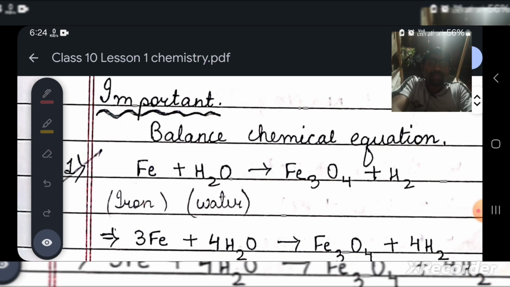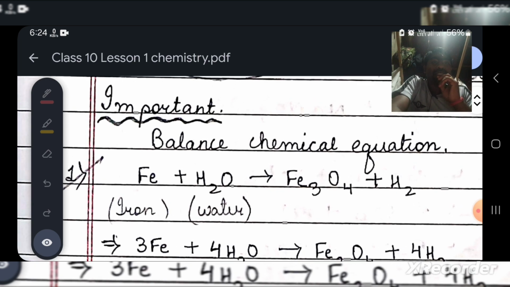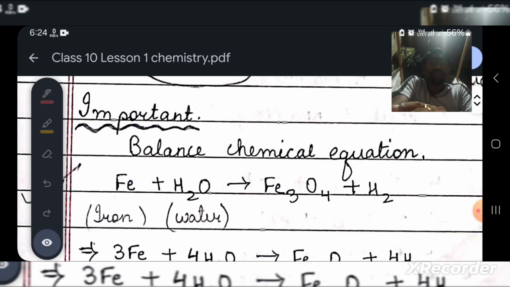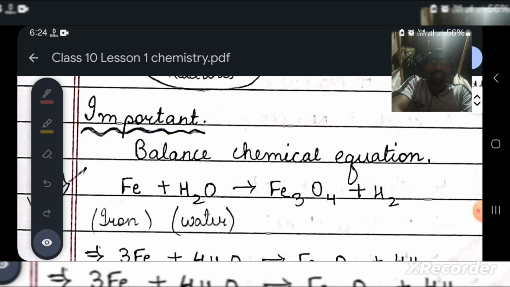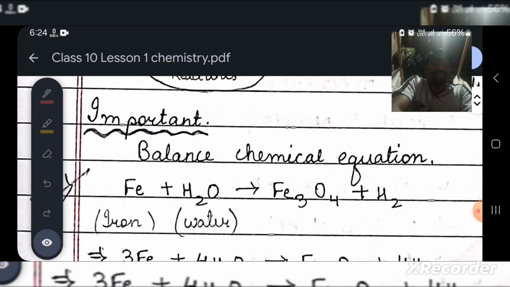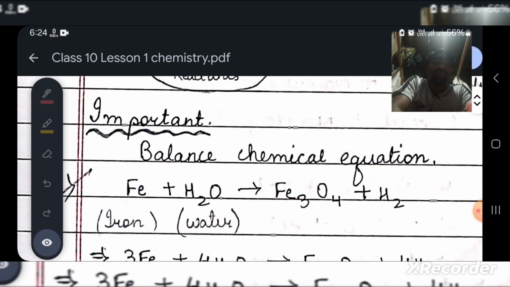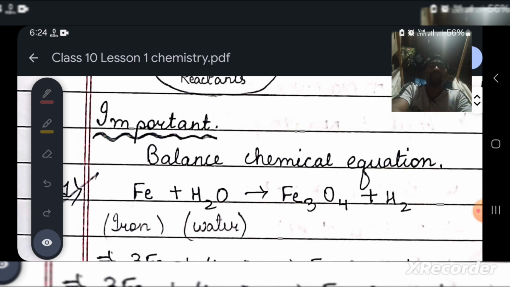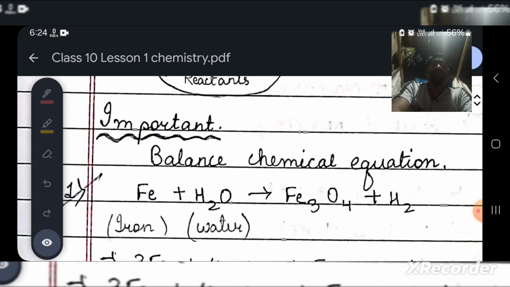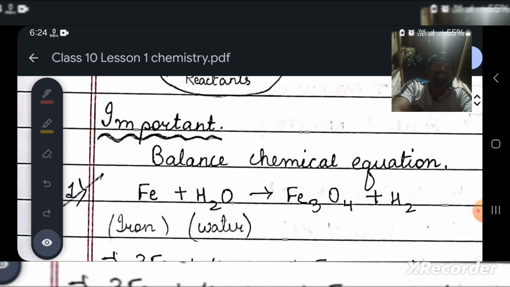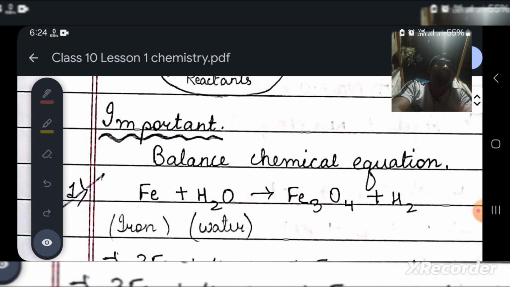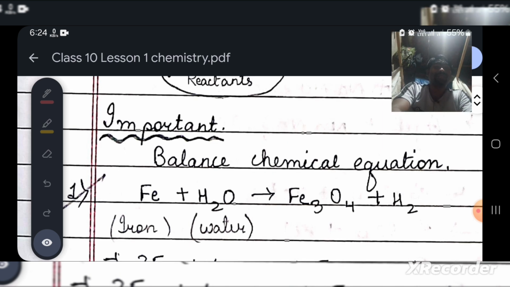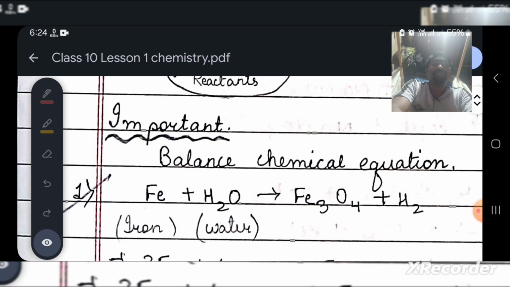Look here. There is first Fe plus H2O. It gives Fe3O4 plus H2. What is happening here? Here Fe means iron. You have to look at the reactant side and the product side. On the reactant side, Fe is only 1, right? No number is written, that means 1. If it were 0, there would be no Fe, according to maths. But there is Fe, so there is 1 Fe.